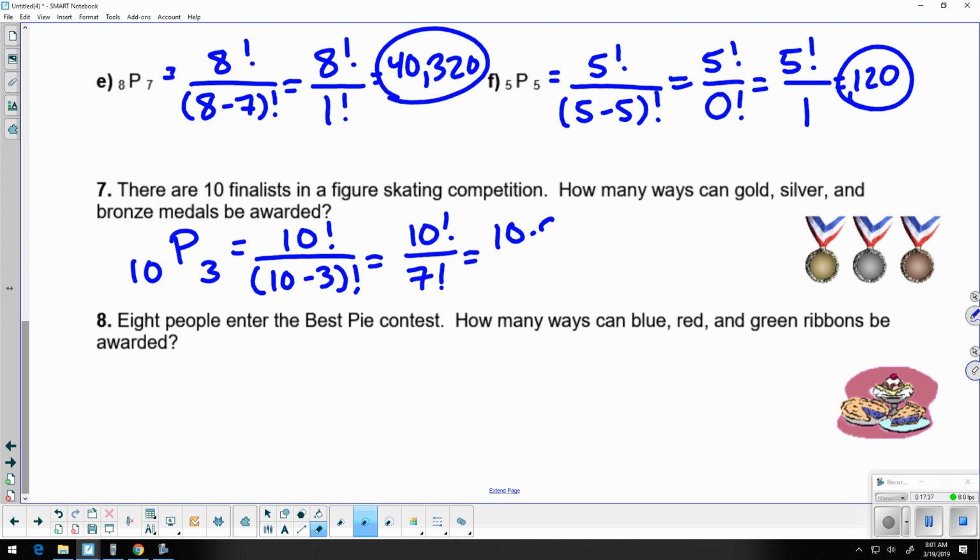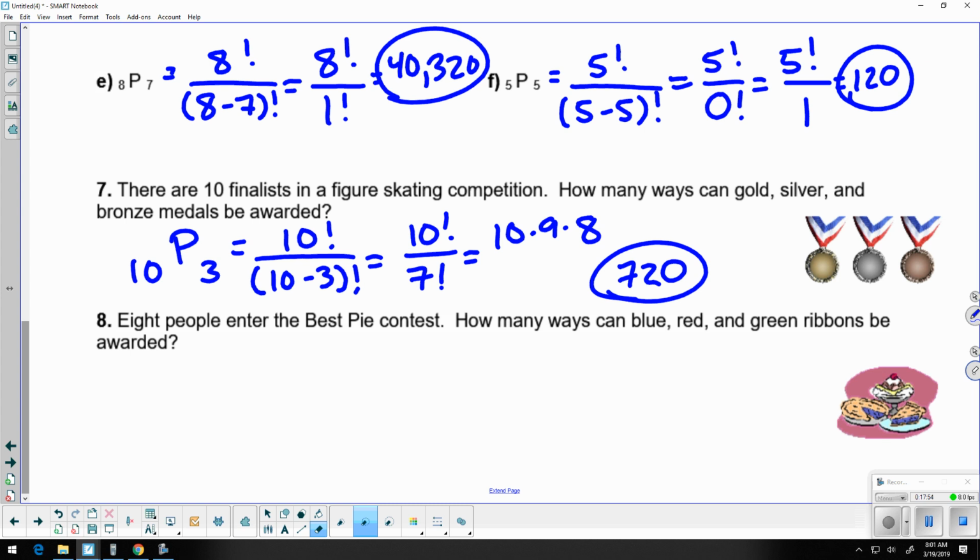As I list this out, again, this is really all I have to do. It's 10 times 9 times 8, because I know from 7 and on, it's just going to keep on canceling. So this is all I really have to multiply, 10 times 9 times 8. So there's 720 ways to award the gold, the silver, and the bronze medalists.